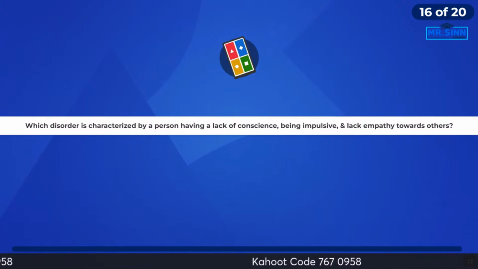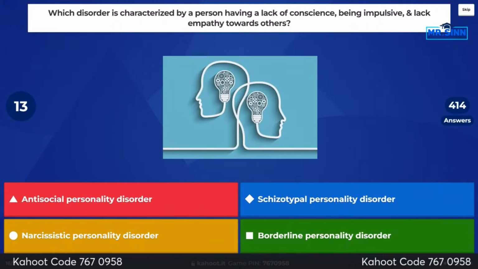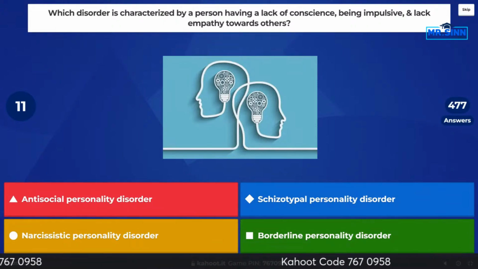So, which disorder is characterized by a person having a lack of consciousness, being impulsive, and lacking empathy towards others? What do we have?